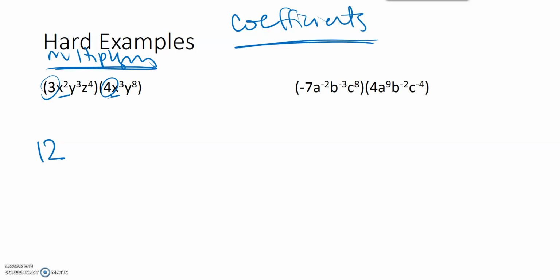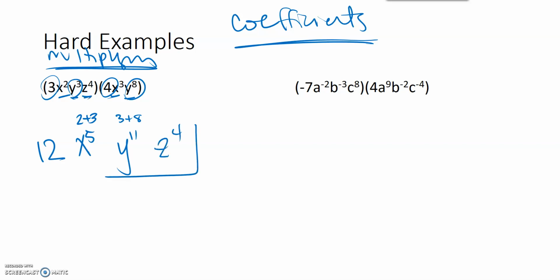Well, x squared, x to the 3rd, 2 plus 3 would be 5. My y's here, 3 plus 8 is 11. That z doesn't have anything to pair with. None of those have negative exponents, so we're good. None of them have to move. That one is finished. Our next example here, we're going to start with multiplying our coefficients together.